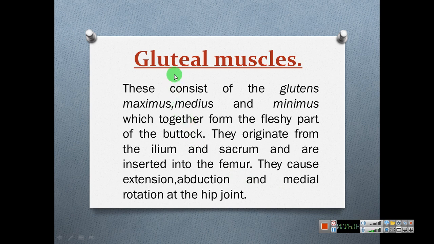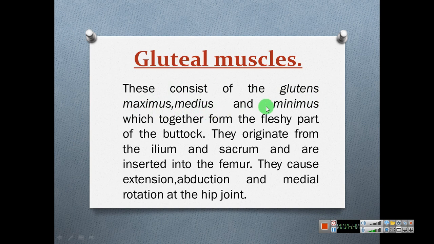Gluteal muscle. This is very important in giving IM injection, intramuscular injection. You have to identify where this gluteal muscle is. These consist of gluteus maximus, medius and minimus. It has three parts. Gluteal muscle has three parts. What are the three parts?